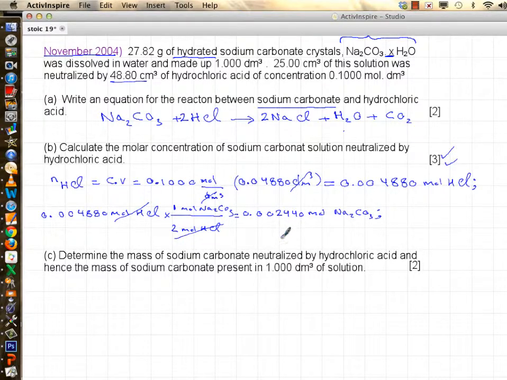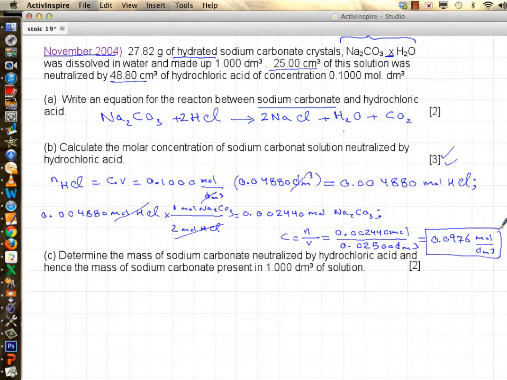Now concentration is simply moles divided by volume. So you go after 0.00244 moles. What volume? You used only 25 centimeter cubes, so 0.025 decimeter cube. This is the volume I used. And if you stop here, you will find your concentration, which is 0.0976 moles per dm cube. And this part of the problem is solved. You get your third point.